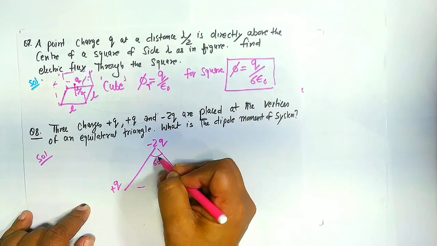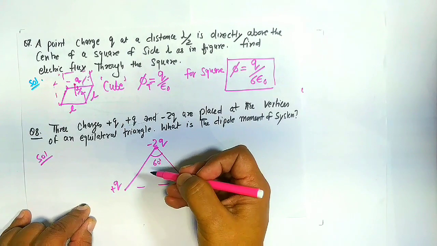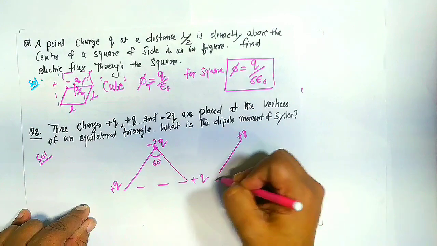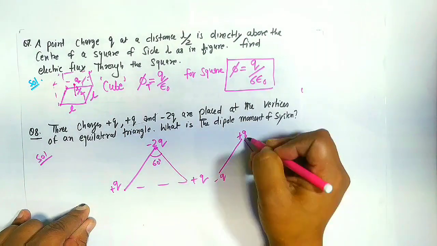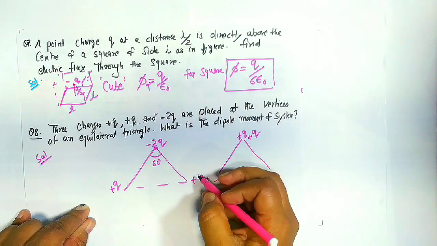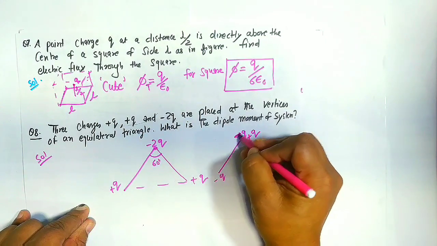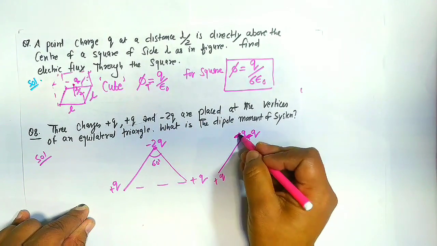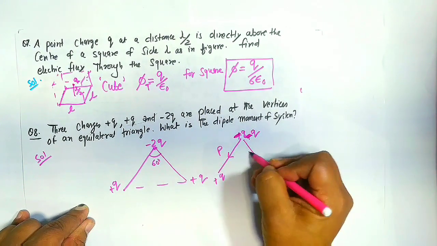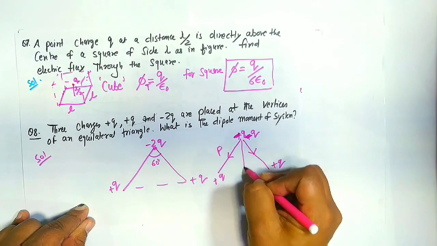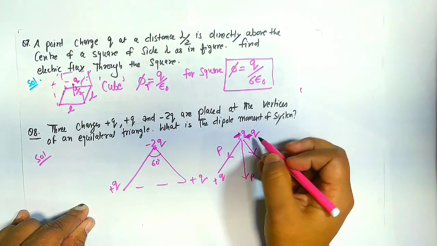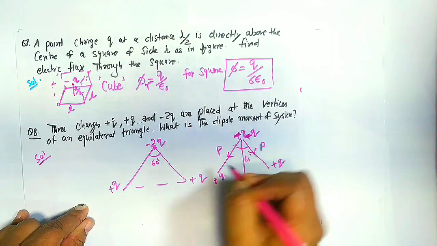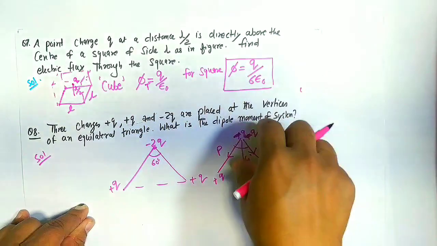Now remember that you see that there will be two dipoles formed here. How? One is this plus Q, minus Q, and one is this plus Q, and this is also minus Q. Okay, so where is the dipole moment? One is this, one is this. So where will be the resultant? This one. So this is PP and this is PR. This is 60 degree. You know that this will form one dipole, this will form one dipole.